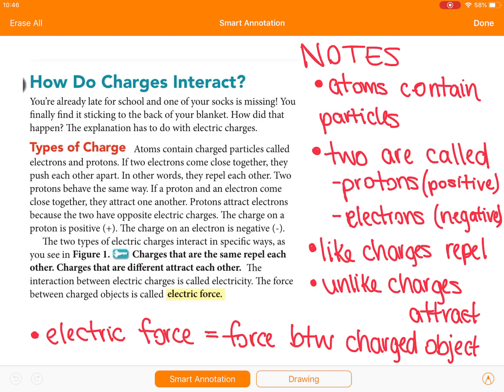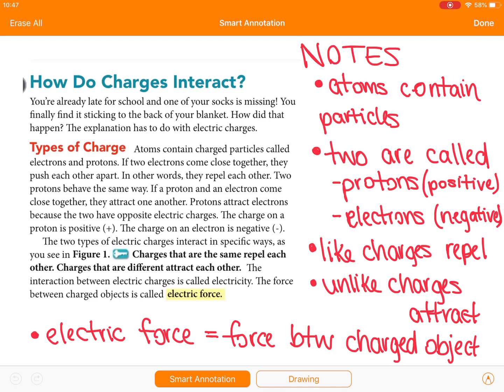A charge is a particle. Two of these particles are called protons and electrons. Protons are the positive charge. Electrons have a negative charge. You probably already know this, but when we have two like charges, a negative and a negative, they're going to repel, or try to move away from each other. When we have unlike charges, like positive and negative, they will be attracted, so they will move towards each other.